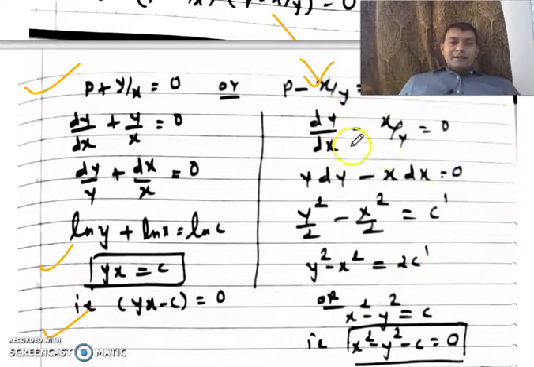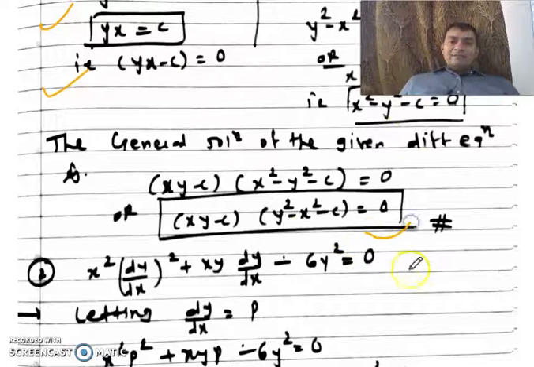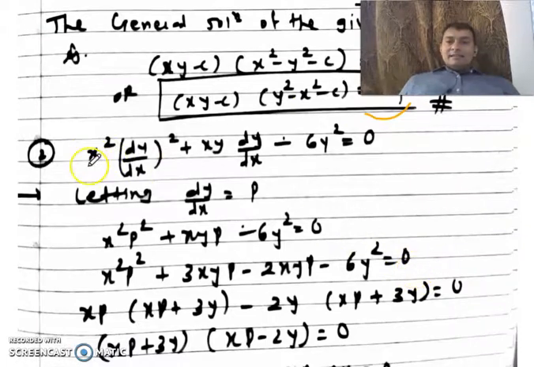So in that case, based on the variable separable method, we can say that x square minus y square minus c is equal to 0. Therefore the solution to the given differential equation is going to be the product of these two functions, and that is what we have. And this is another question.